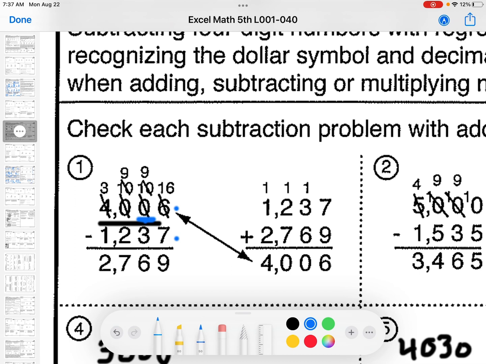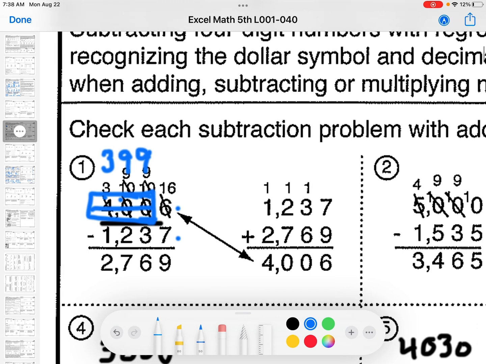And maybe in the past you've been taught to do it this way, where you change that into a 10, change that into a 10. And, oh, that's just too much work. So what you want to do instead is what we call the box trick. You draw a box around the 400, and you cross out the 400, and you change that to 399, because I just took 1 away from 400. And the 6 then becomes 16. You can see right there.